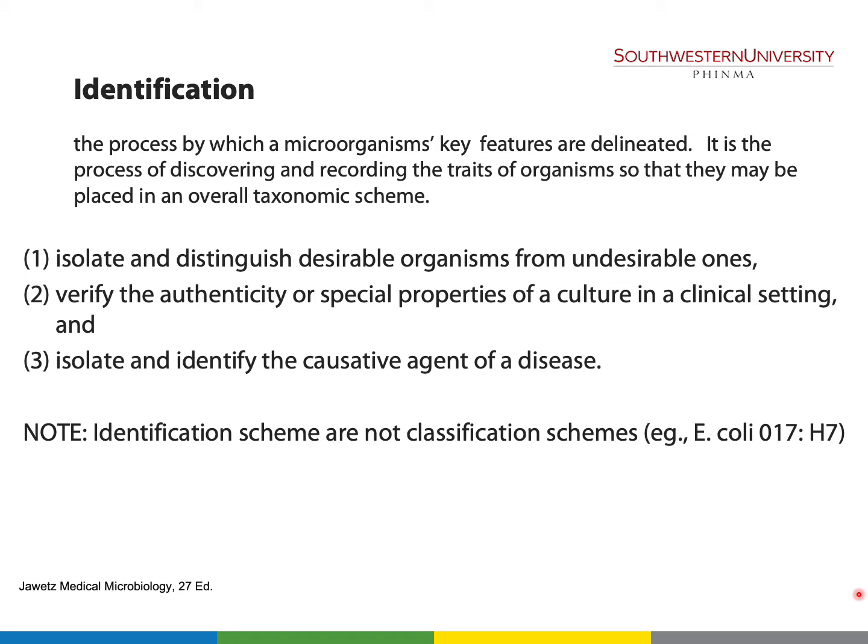O157:H7 may be identified using antibody reactivity with their O and H antigen. So your O antigen is present in your cell wall, the outer cell wall, if you still remember, while your H antigen is present in your flagella.